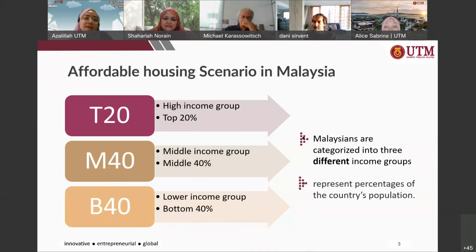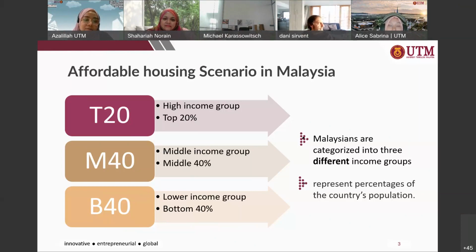T20 is classified as the top 20% of the total population in Malaysia, the high income group. M40 is classified as the middle income group, which is 40% of the Malaysian population. And B40 is the lower income group, which means 40% of the Malaysian population are in this group. So these are three different categories.